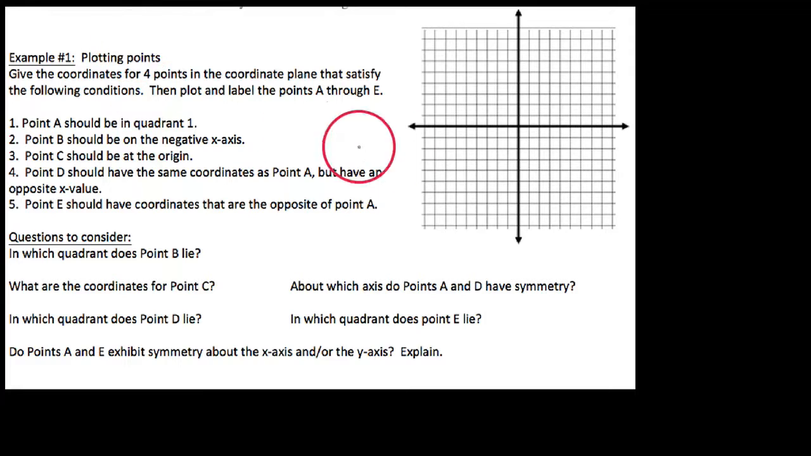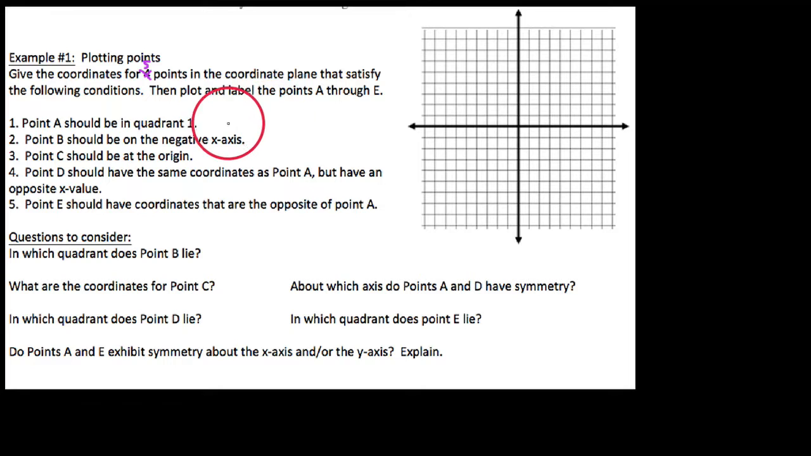What I want to do is play around with this idea. I want to give the coordinates for 5 points in the coordinate plane that satisfy the following conditions that I've listed here. Once we give these coordinates, we'll plot them and label the points A through E. So there should be 5 points here.